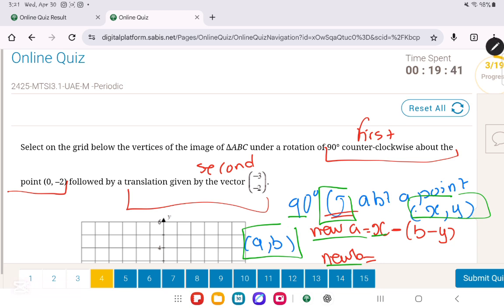However, for the new B, because we are dealing with counterclockwise, it's gonna be the y of the point we are rotating about, which is xy, plus, keep in mind this is very important, plus the A of the point that's being rotated minus what? Minus the x of the point we are rotating about. Keep these equations, write them down, memorize them, they are very, very important. Okay, keep this in mind.